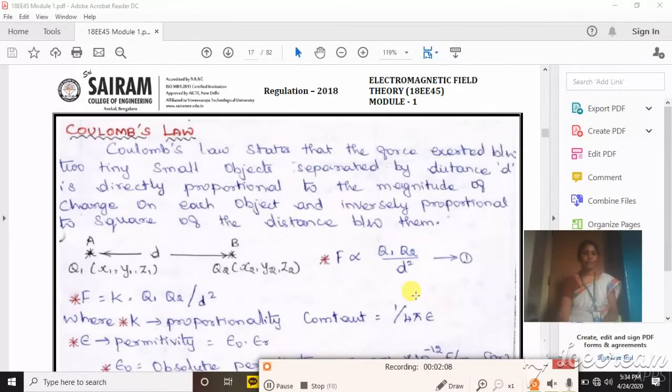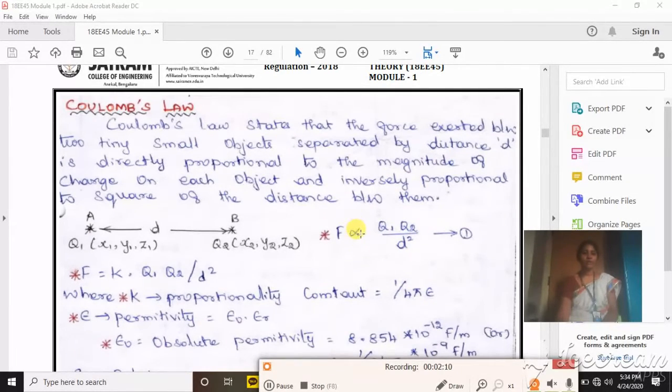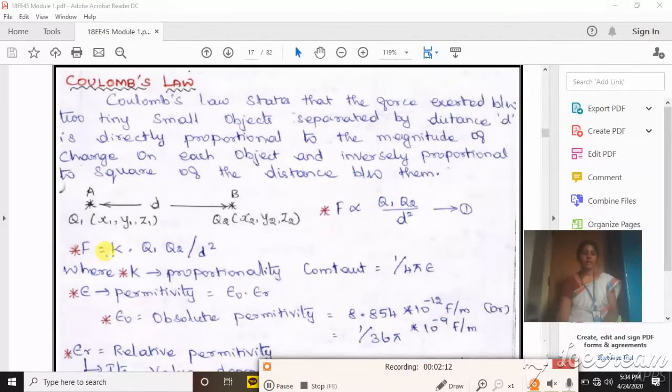Now, to remove this proportionality, we can write the factor called k. It is nothing but your proportionality constant, which is equal to 1 divided by 4 pi epsilon. Epsilon is nothing but permittivity, which is epsilon naught into epsilon r. Epsilon naught is absolute permittivity, epsilon r is relative permittivity. It depends upon the dielectric medium.